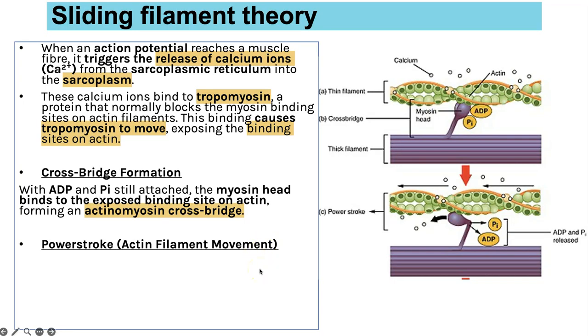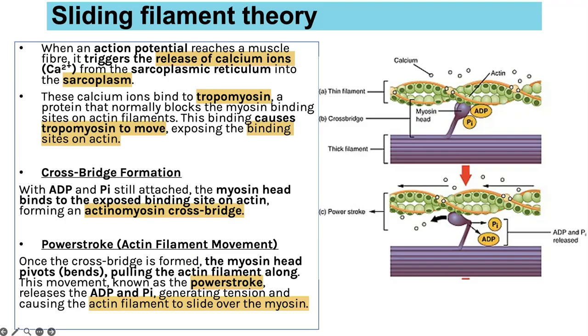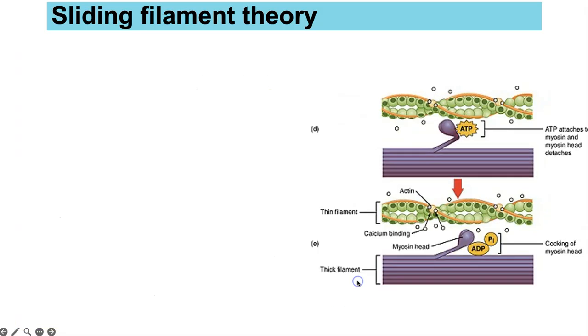Then that takes us on to the next step, which is the power stroke, which is when the actin filament is moved. So once that cross bridge is formed, we can see that the myosin head has bent or it's pivoted. And that is when it's pulling the actin filament along. And this movement is known as the power stroke. And when that power stroke happens, it causes the release of the ADP and Pi. And it's generating tension, and that is what's causing that actin filament to slide over the myosin.